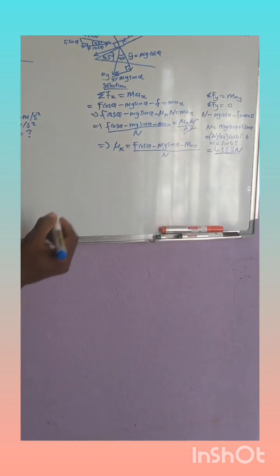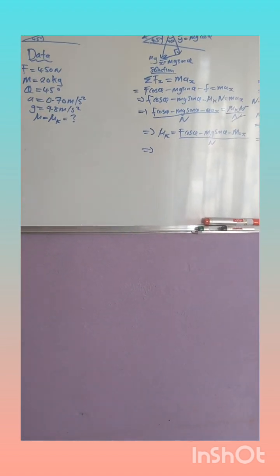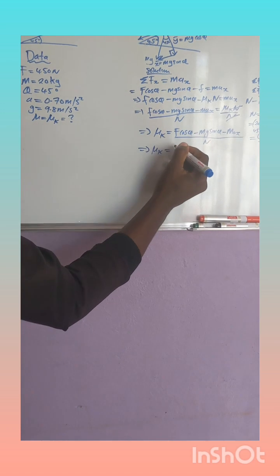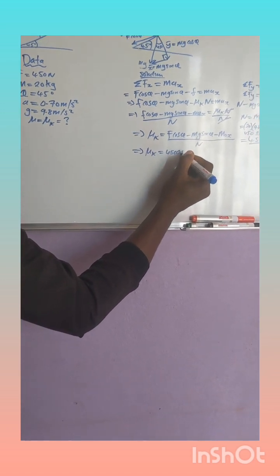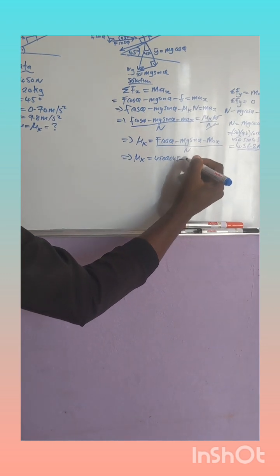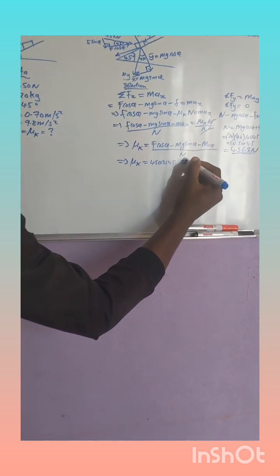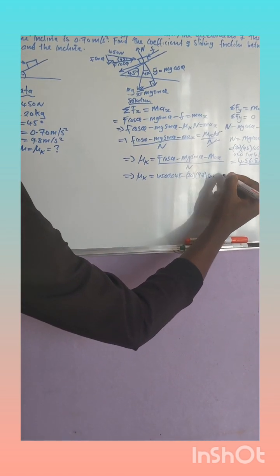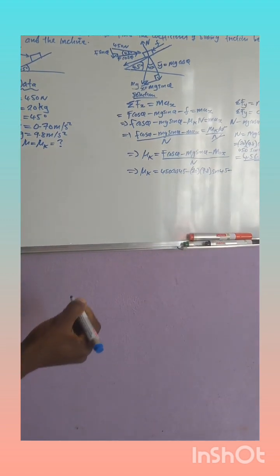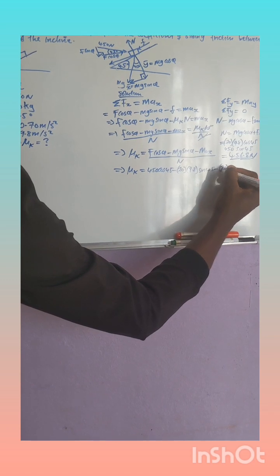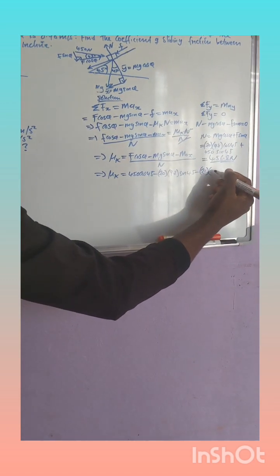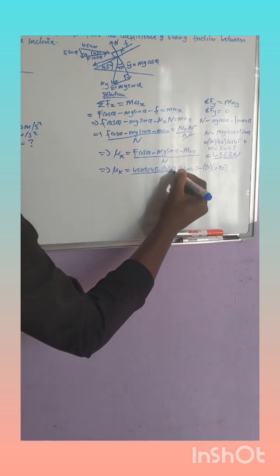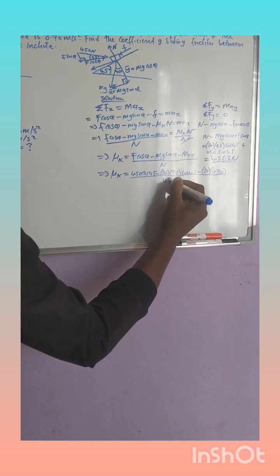We have the normal force. We can also make substitutions this side. So mu k is equal to the force, 450 cos 45, minus the mass which is 20, the gravity is 9.8, sine 45, minus the mass which is 20, the acceleration in the x direction is 0.70, everything divided by 456.8.